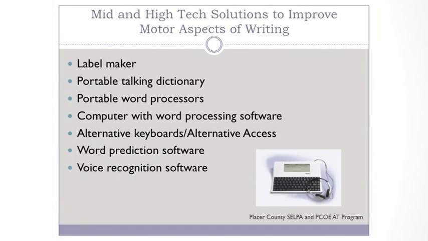Mid and high-tech solutions, we're still at motor aspects of writing. We talked about label maker, portable talking dictionary, portable word processors. These are really small devices like you see down in the corner there. They just do word processing, and they usually have word prediction included in them. And some of them actually have speech output as well. We've got alternative keyboards, alternative access, word prediction software, and voice recognition software, which Jennifer talked about earlier.